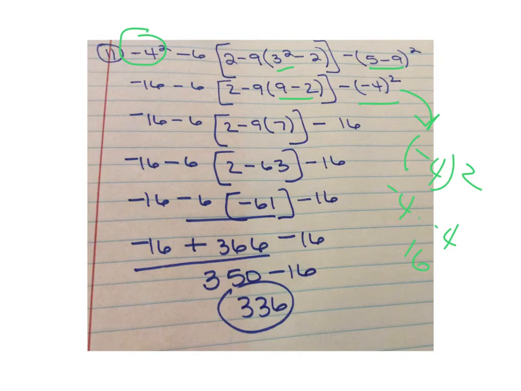Now in the next section in the brackets here, you do not do 2 minus 9. You have to do multiplication first, so that's 63. 2 minus 63 is negative 61. Now be careful right here in this step. You don't do negative 16 minus 6. You do the multiplication first, so negative 16 times negative 61 is positive 366. Negative 16 plus 366 is 350. 350 minus 336 is, 350 minus 16 is 336.